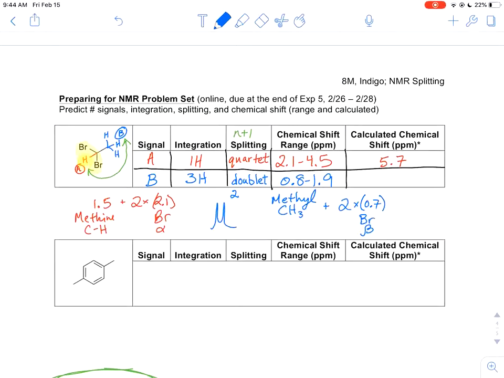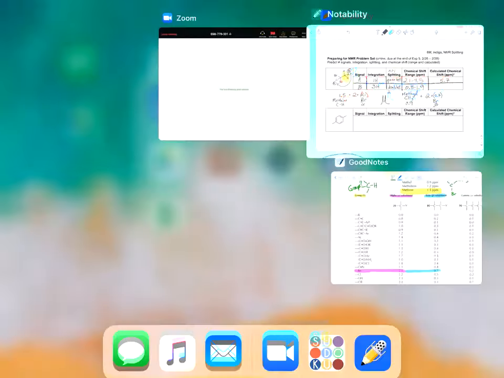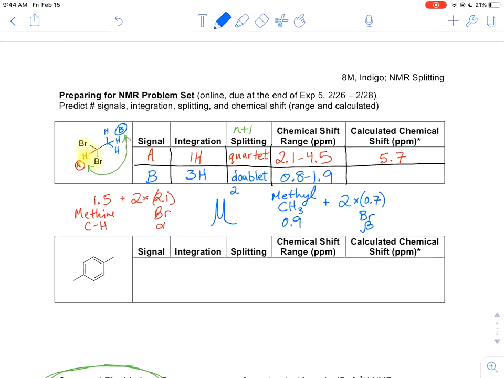To that, we add our base value of 0.9, which I may or may not have highlighted up here. So we're going to be taking our base value here of 0.9, plus 0.7 times 2. Those 2 bromines obviously don't have as big an effect because they're way farther away. This adds up to 2.3, and that's how you figure out a calculated chemical shift.